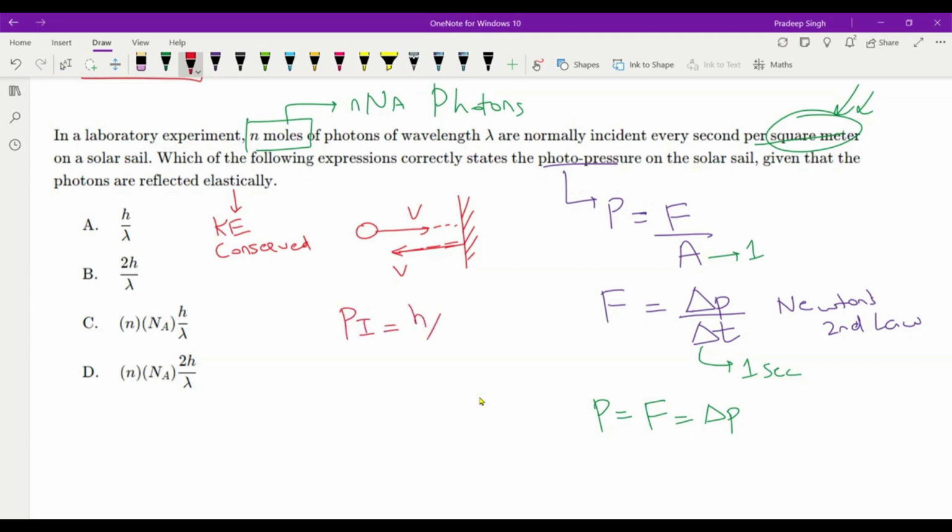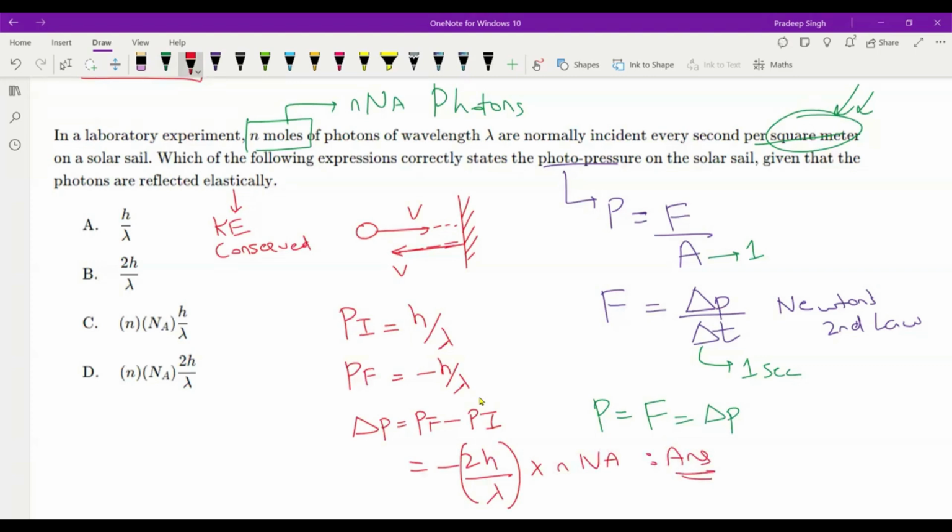Initial momentum will be h upon lambda. That's the momentum of the photon. Final momentum will be h upon lambda only, but with a minus sign. So the change is final minus initial. So that's the change in momentum, and we multiply this with n into Na to get the answer. Quite tricky. Anishka and Ahan, check the steps. Yes, sir, understood. Great. All right, so moving ahead, next question.